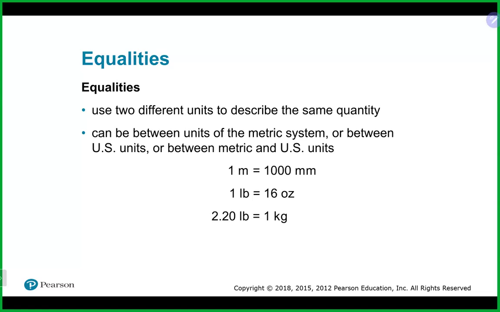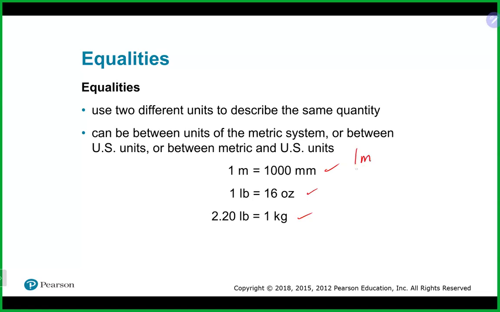You could have English to English conversions. You could also have metric to metric conversions. And you could have ones that cross over from metric to English. So that's what we see in some of these: a little metric, a little English, and a little crossover. It doesn't really matter the type of equality that you have. They do represent the same thing. So for each of these, we could write 2 conversion factors.